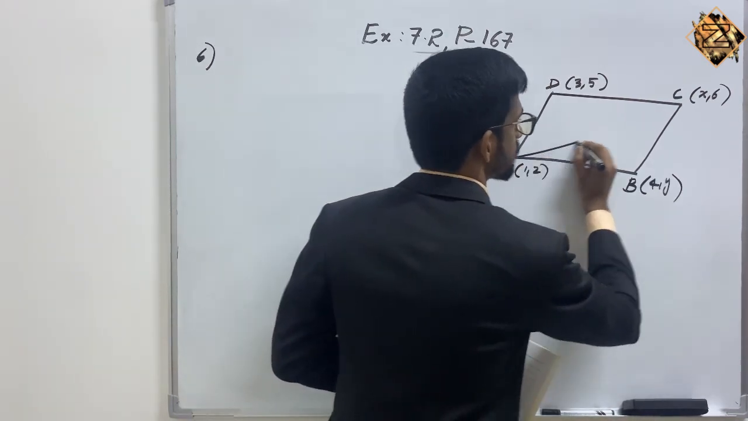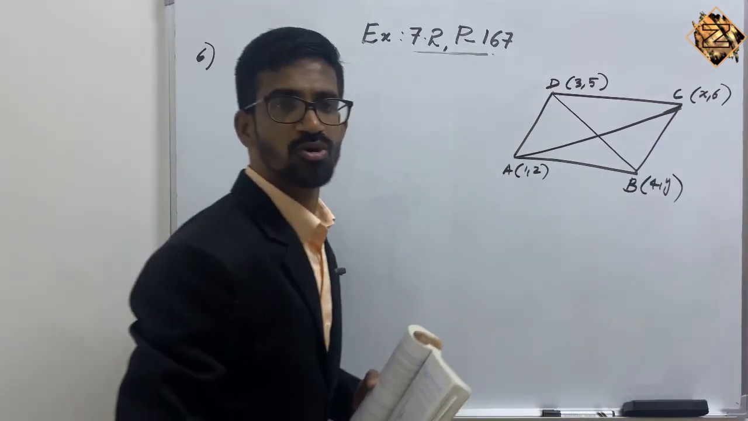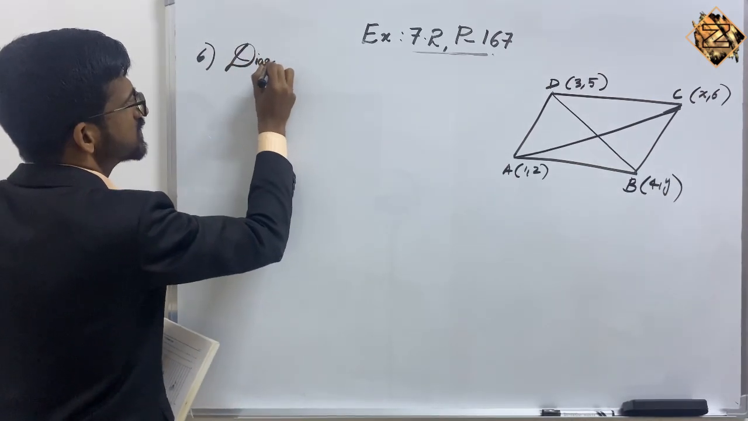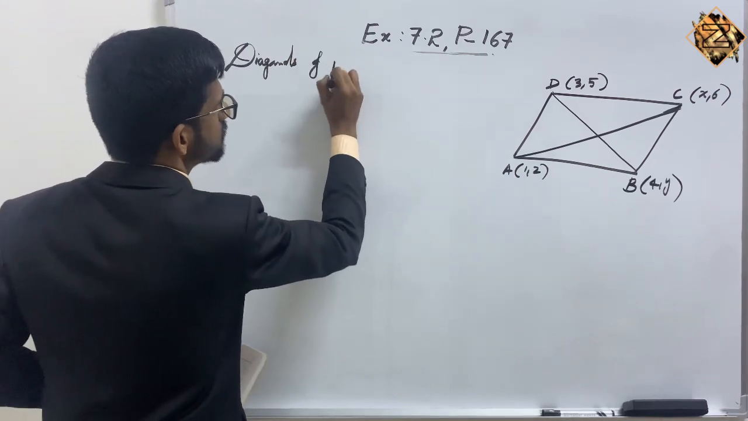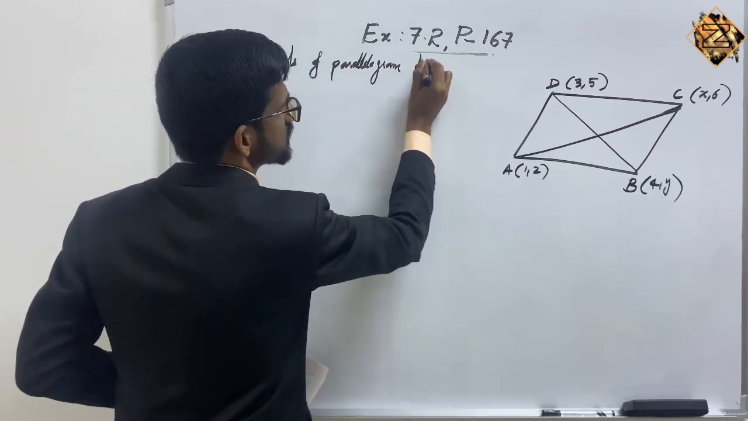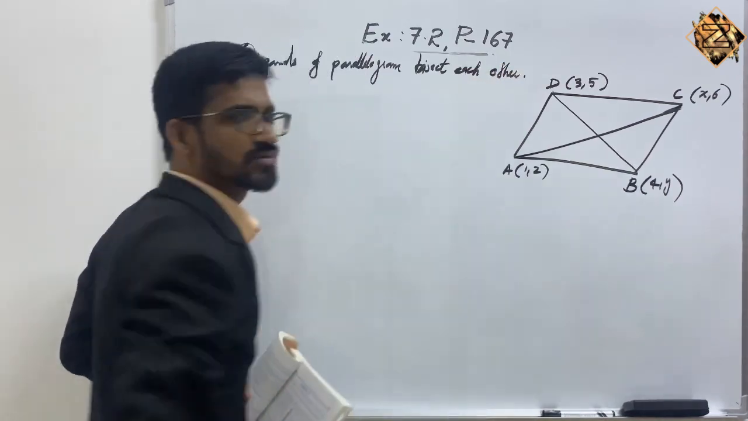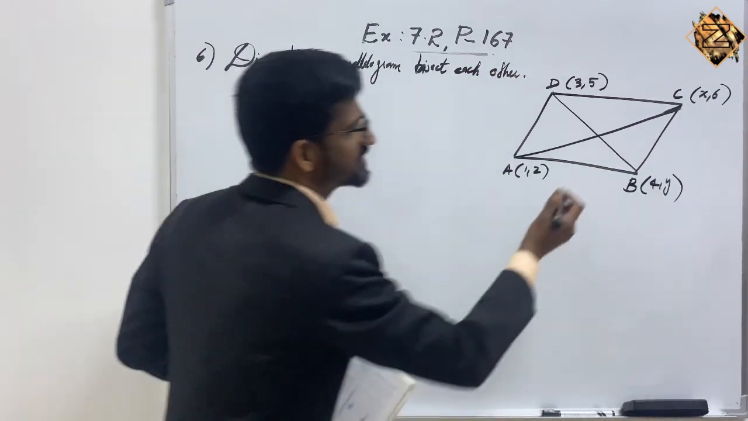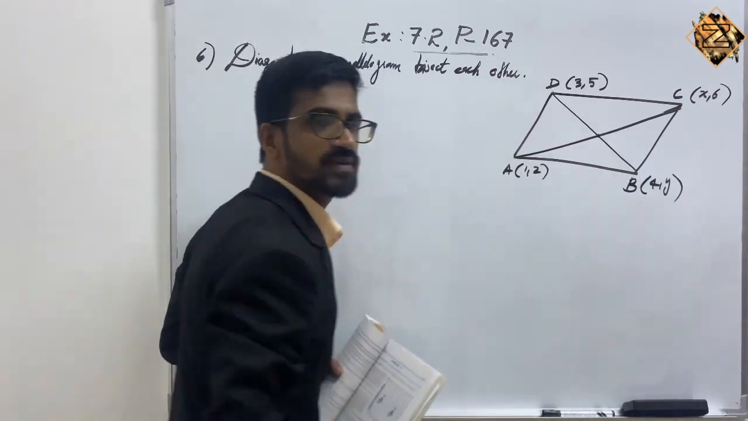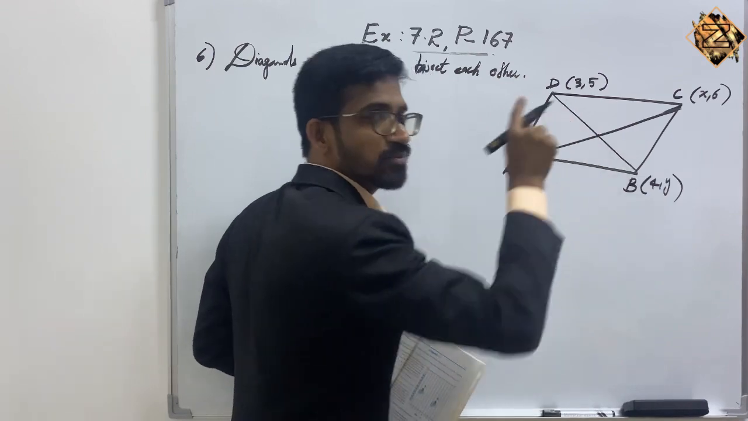Which are the diagonals here? AC and BD, isn't it? The diagonals of the parallelogram bisect each other. So we can first write that we know the diagonals of the parallelogram bisect each other. If the diagonals bisect each other, then obviously the midpoint of AC will be equal to the midpoint of BD. Okay students, that is, the coordinates of this meeting point will be the same.